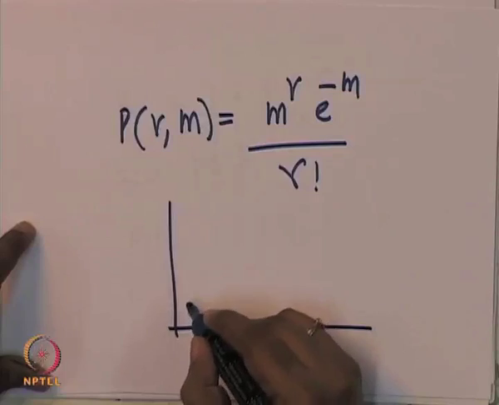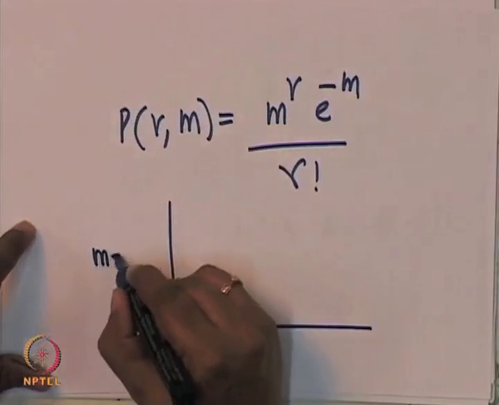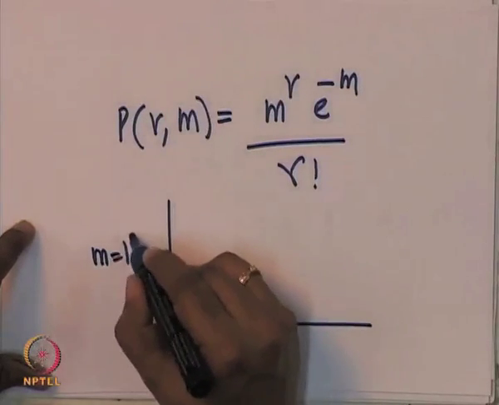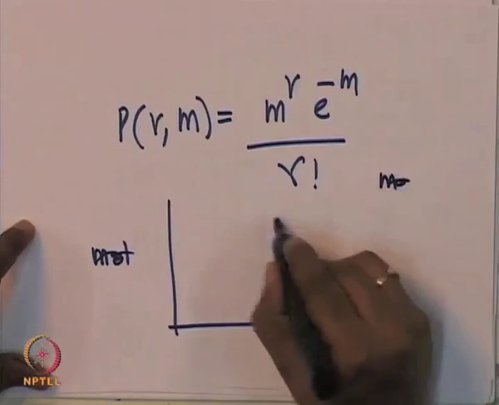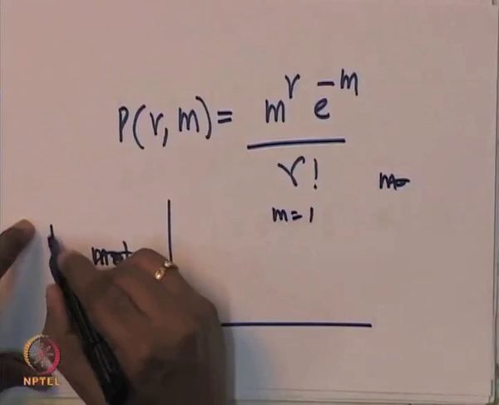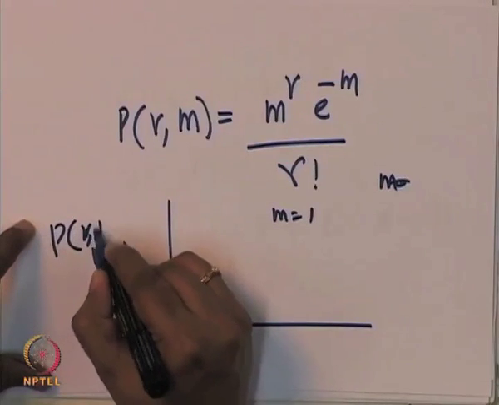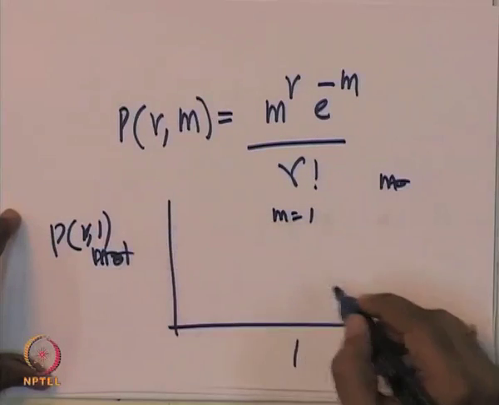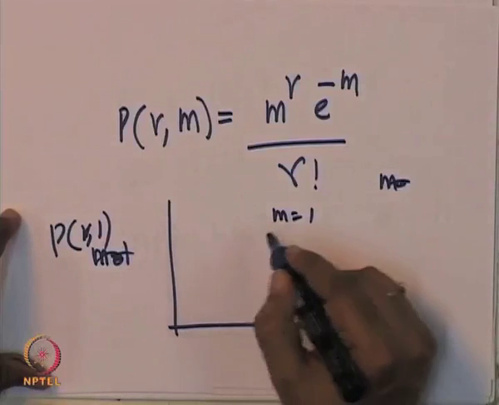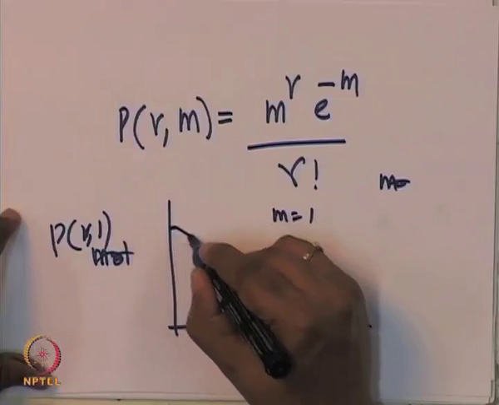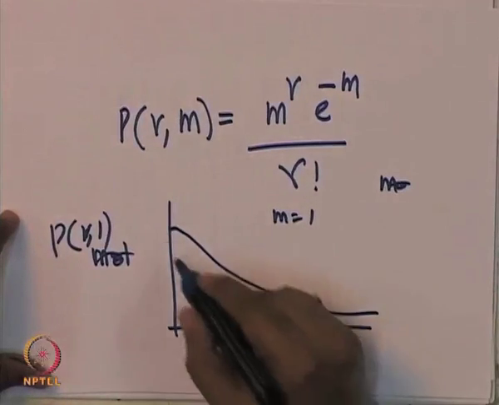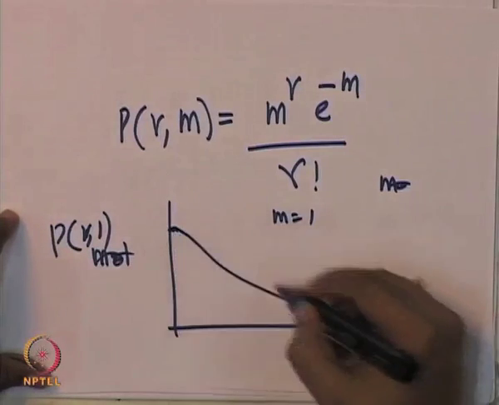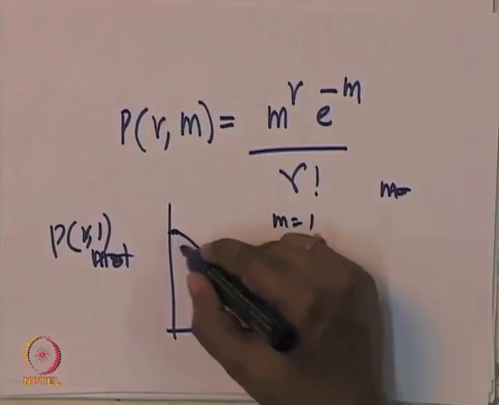So, sorry, the average m is 1, let us say m is 1, and we want to plot P(r, 1). The probability of finding anything above 1 will be less, because on an average it is 1. So, this looks something like this. Only 1 you will find, but above 1 it is very less likely to find.